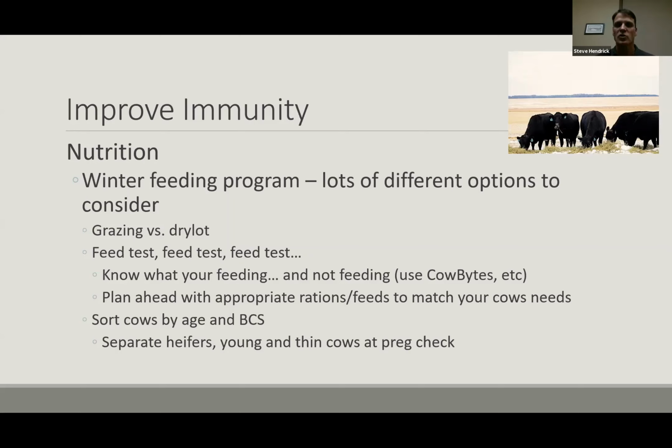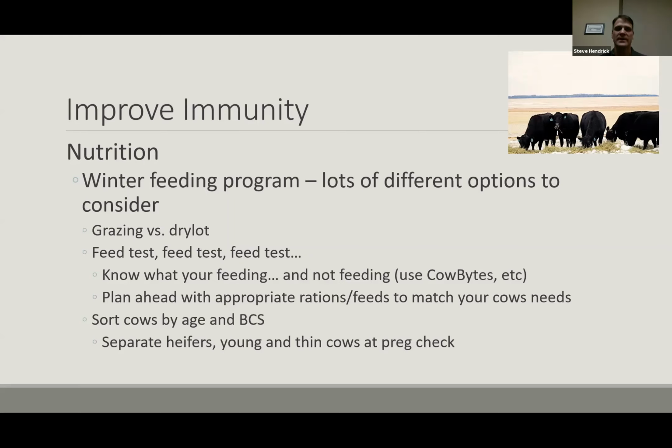So what we're choosing for a winter feeding program. And to me, once again, that probably has been a whole other webinar, where there's lots of different options to consider. I think traditionally cows were dry lotted, but more and more people are looking at options for winter grazing or extended grazing. And I think those make a lot of sense for different reasons.